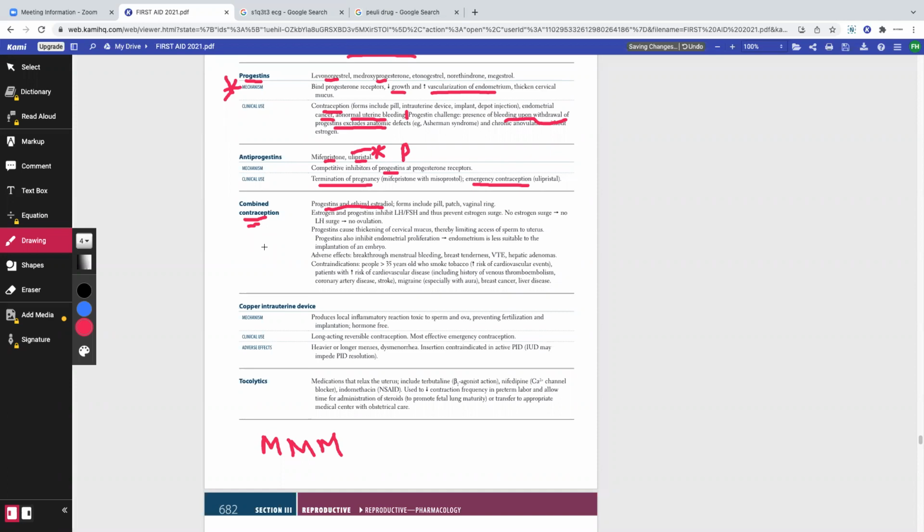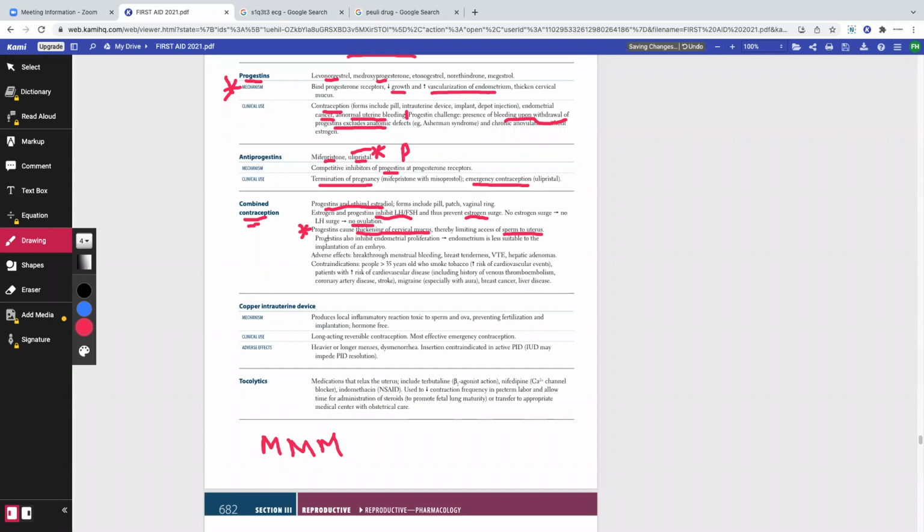So when we give estrogen and progestins together, can they block the GnRH production as a whole? Yes or no? The answer is yes. Can they block FSH and LH? Yes or no? The answer is yes, together. So estrogen and progesterone, when given together, will inhibit FSH and LH and prevent further estrogen surge. So no estrogen surge means no ovulation, as simple as that. And the progestin will cause thickening of the cervical mucus. Always remember this, guys, that progesterone will cause thickening of the cervical mucus. And when the cervical mucus is thickened, the sperm cannot enter into the uterus.